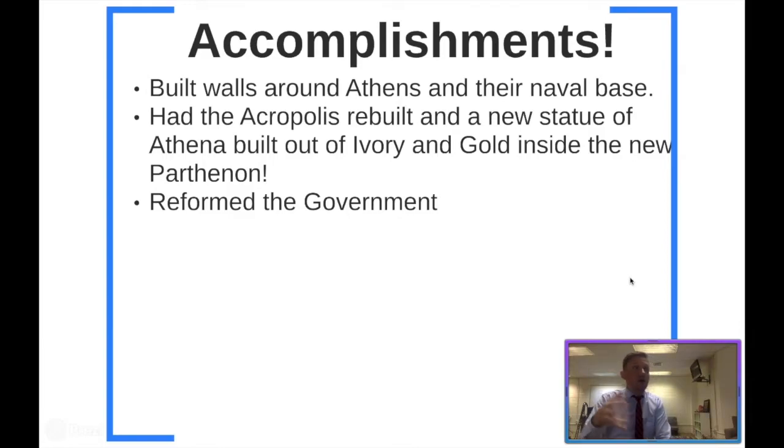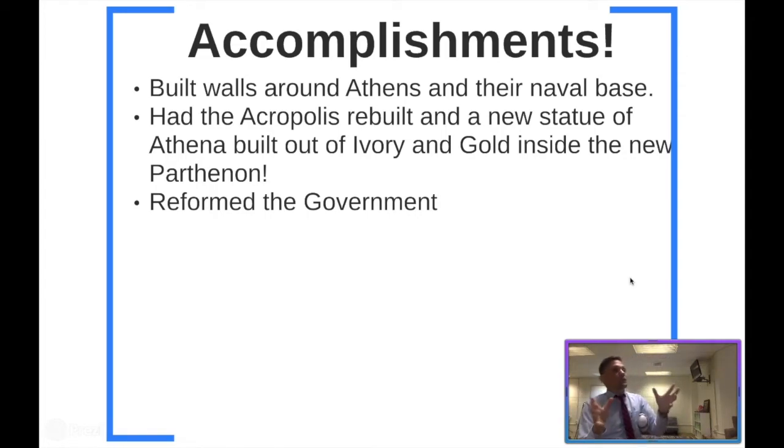Some of you are like, oh, I've heard of plagues before. But we believe that the Athenian plague might have just been an outbreak of the flu, right? But we're not positive. But in his time before he was killed by this flu-like illness, he is going to have major accomplishments. Some of the first ones being that he built walls around Athens and around their huge naval base that was going to be used to house these 200 new trireme ships, right?